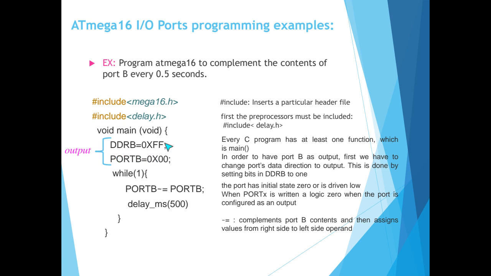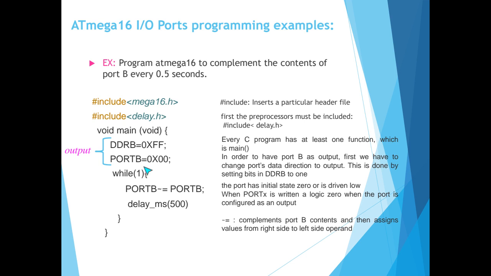When a register is configured as output, we explained about the port register. The port register is used when the port bits are configured as output. We use the port register for determining the initial value of that port. The initial value of port B is 0, and then the initial state is 0, or it is driven low.